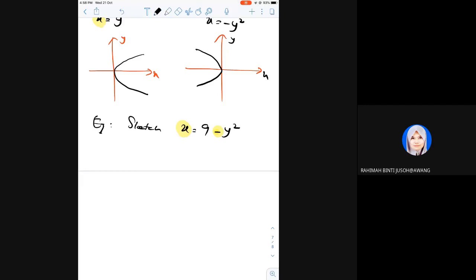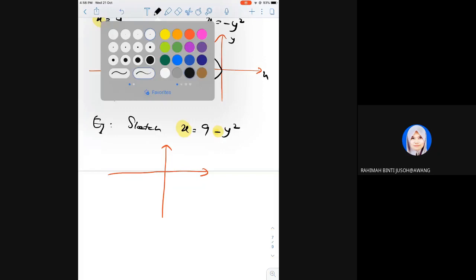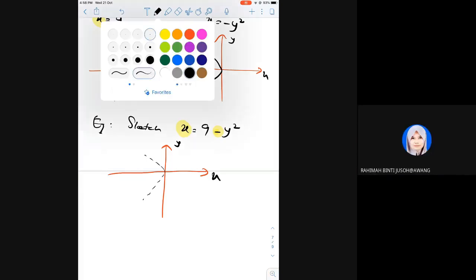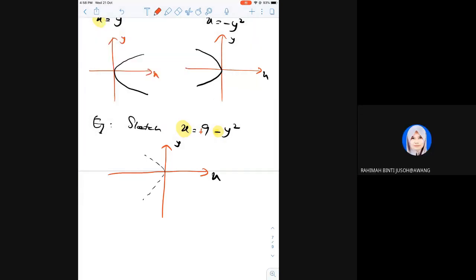Okay, so now, bila dia on the left, X and Y. Okay, first kali kalau tak ada 9 ni, kalau X equals to negative Y squared, dia akan jadi kat sini kan? Betul? But now we have plus 9. Okay, positive 9 ni, plus 9. So plus 9 means you tambah ke arah X positive 9. So your graph would be like this. Okay, this is 9.